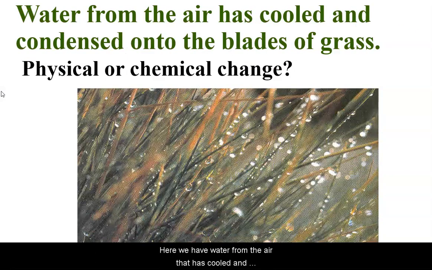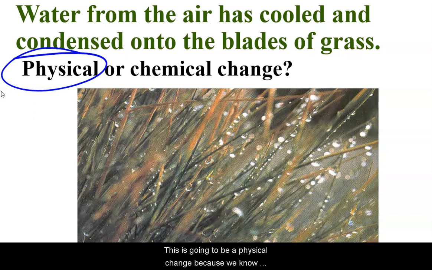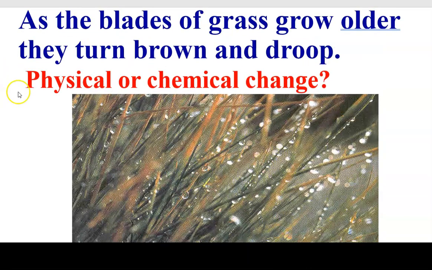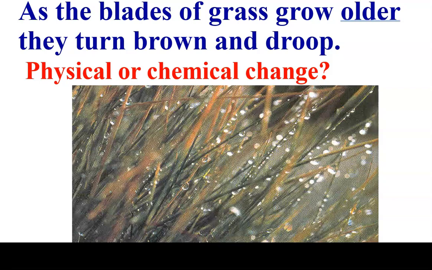Here we have water from the air that has cooled and condensed onto the blades of grass. Is this a physical or a chemical change? This is going to be a physical change because we know that our water cycle is a physical change. So the fact that there's water here doesn't change the fact that the grass is still grass. It's a physical change.